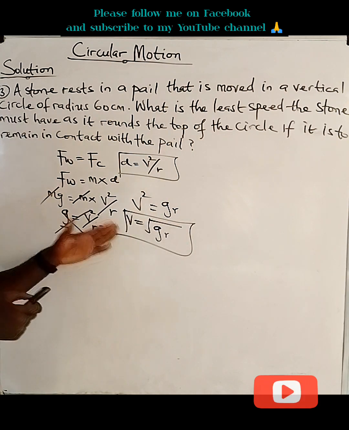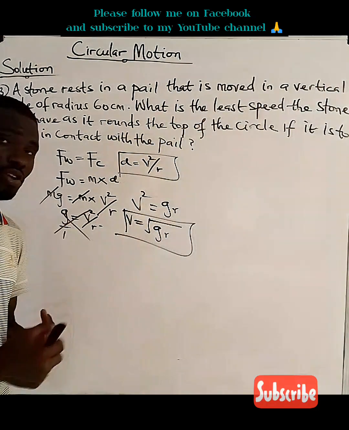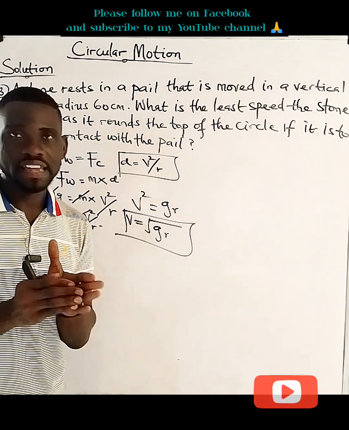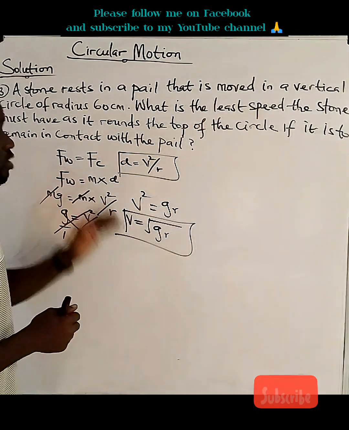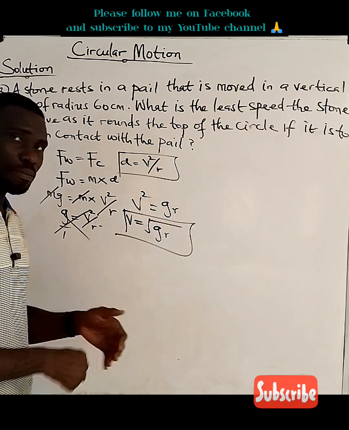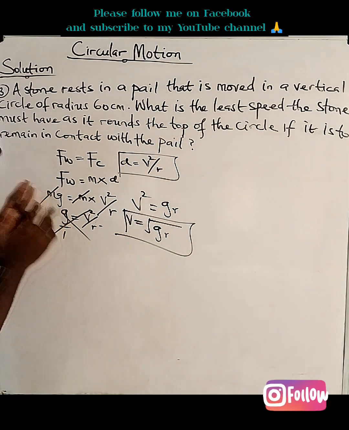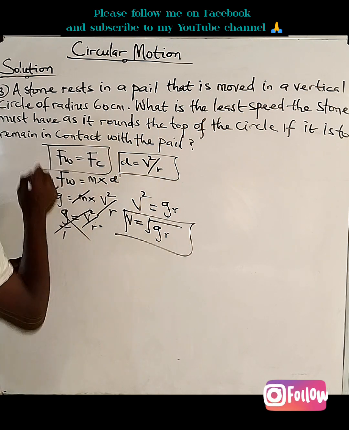Now the reason why this is very simple and direct is that there's no string attached to the stone. That's the first thing I want to note. And it's not like the Ferris wheel whereby the body is seated on the seat. No, the stone is just put in the pail, and the pail is being swung vertically. So that's why I just have this. It's only the weight that brings about the centripetal force. Without the weight, there will not be centripetal force.